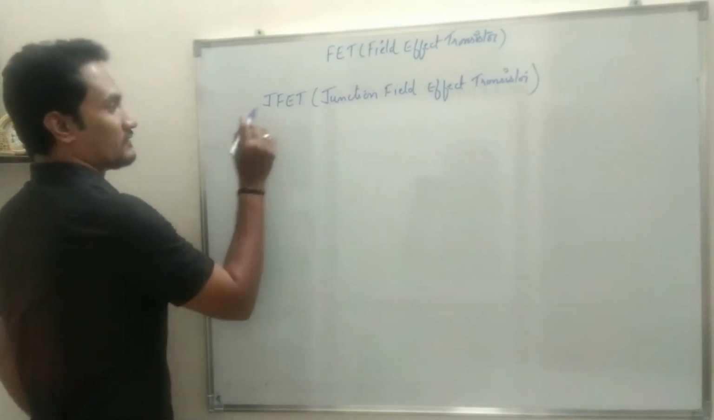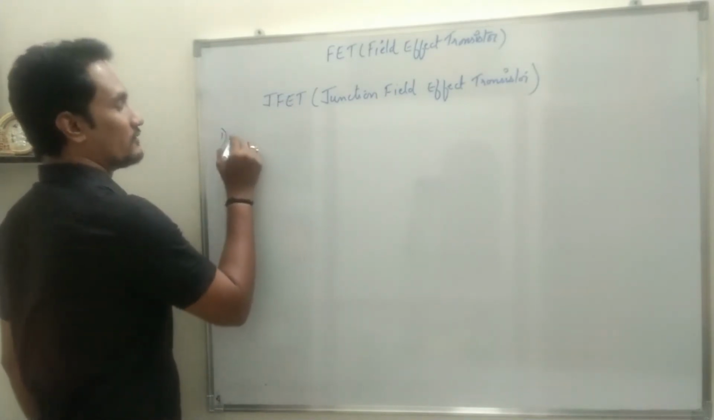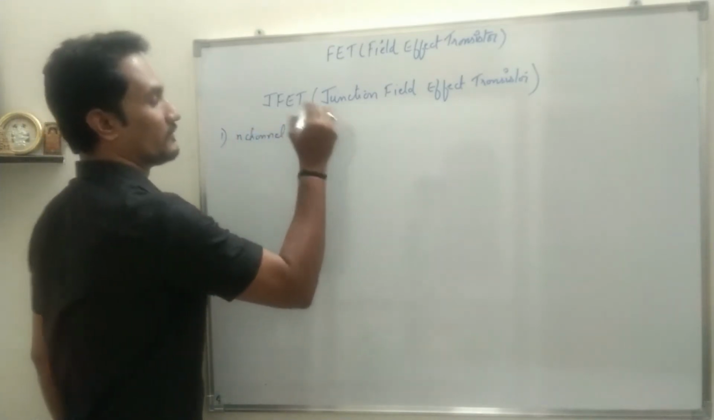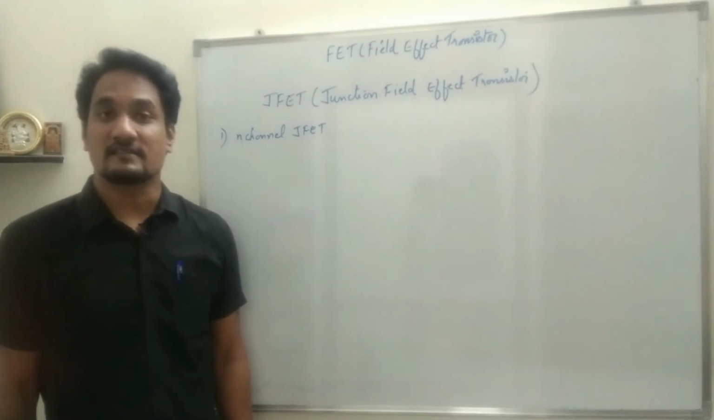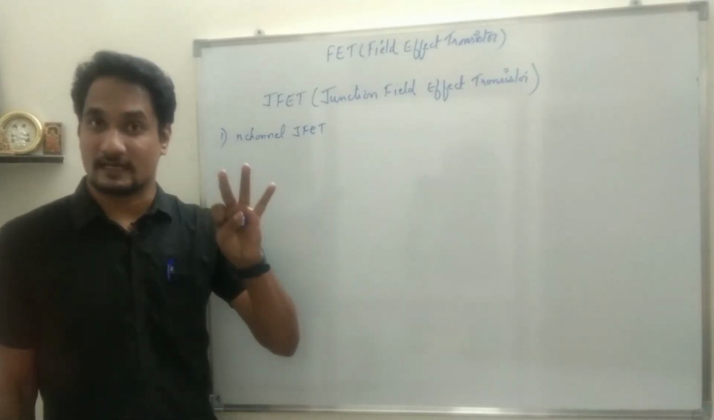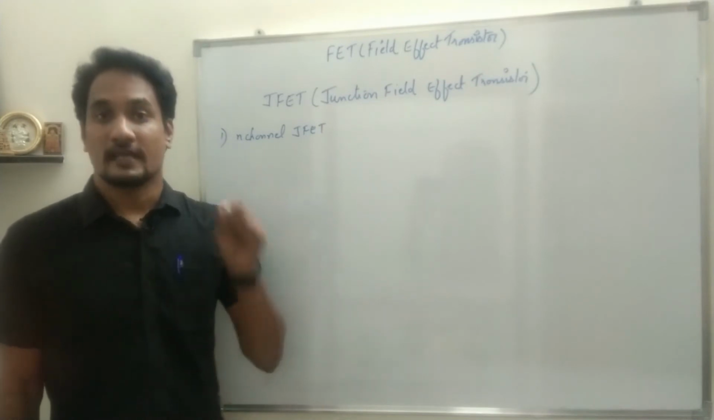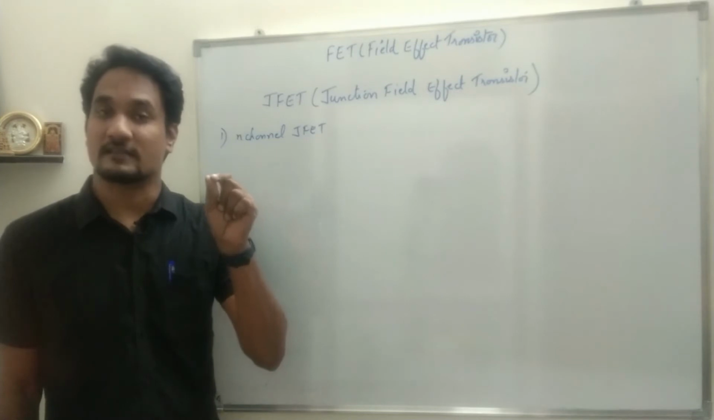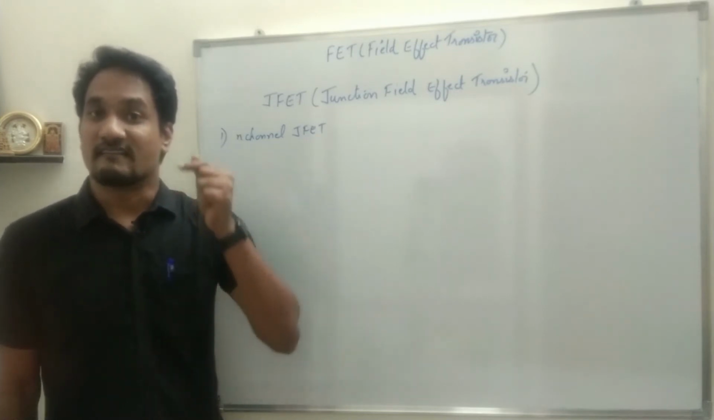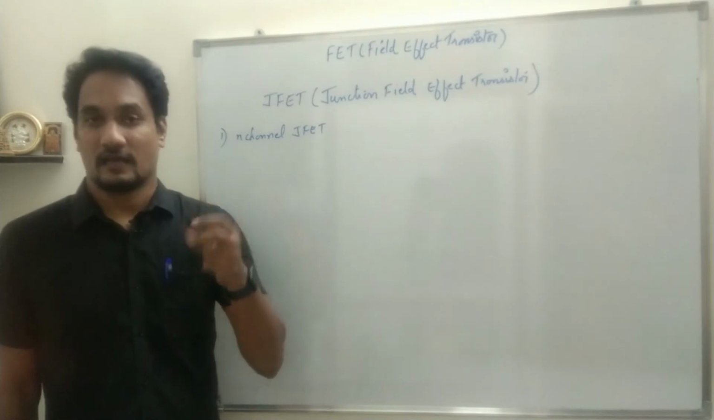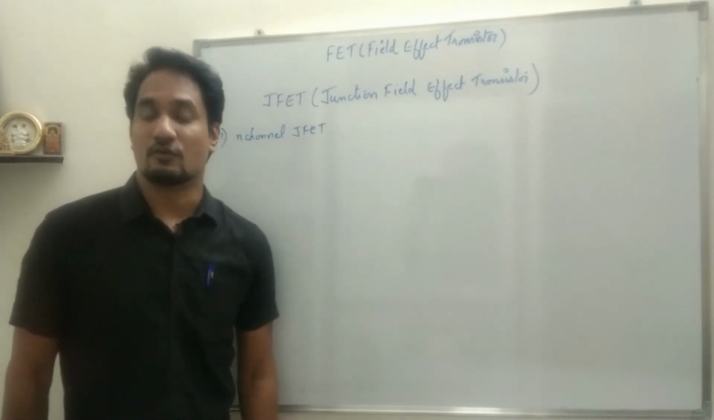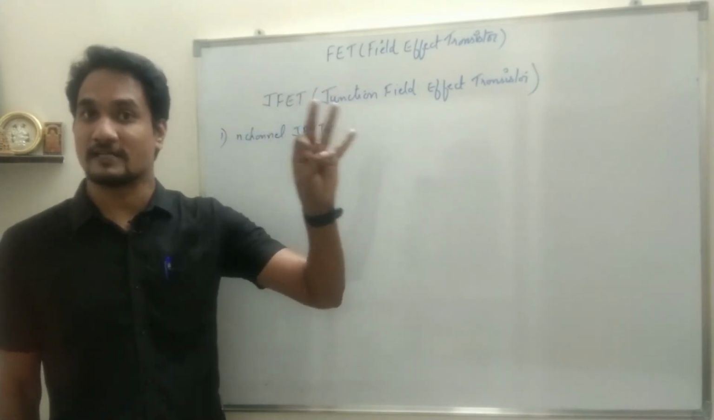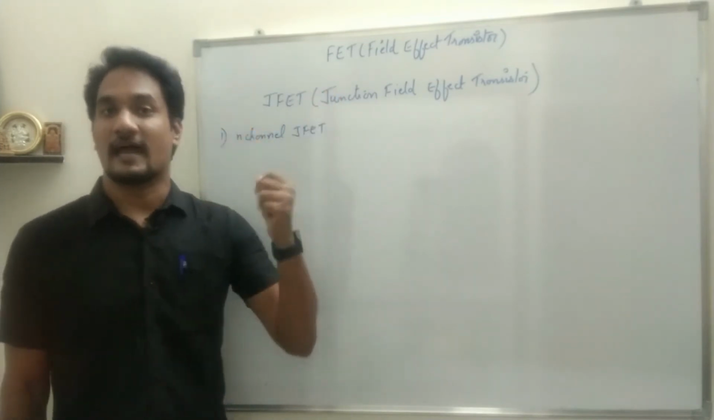Suppose the first type we will try to understand is the N channel JFET. As I said, BJT has 3 terminals: emitter, base, collector. In this JFET again we have 3 terminals. The 3 terminals are source, drain and gate. I will tell you the meaning when I make you understand the construction. The 3 terminals are very different from BJT's emitter, base, collector. Here it is source, drain and gate.